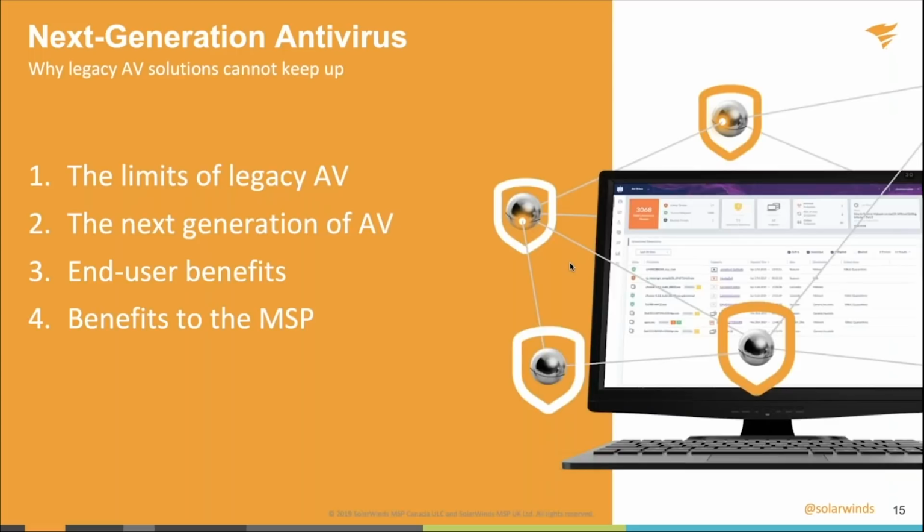All right, so when it comes to next generation antivirus, what makes it different from legacy AV solutions? So we're going to look at the limits of legacy AV, how that compares to the next generation of AV solutions, what are some of the end user benefits, and then also important is the benefits to you as the IT service provider or MSP.